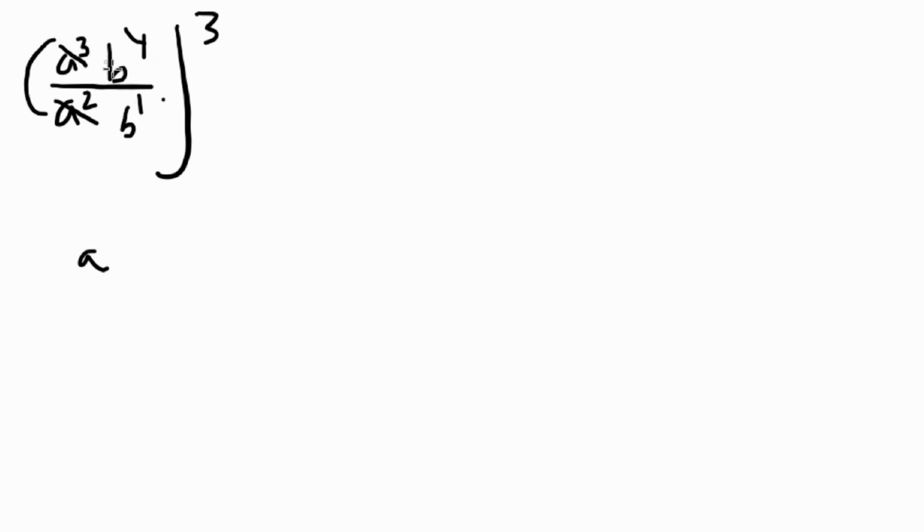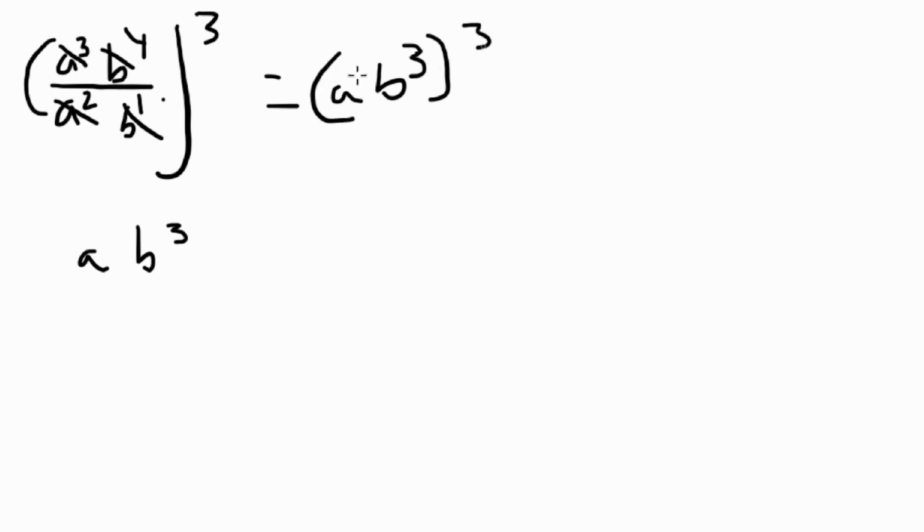Now you're going to want to do the same thing over here. You're going to subtract 1 from 4, and that's b to the 3rd power. So write this out: a times b to the 3rd power. And then you're going to want to put parentheses with a 3 because you're not finished.